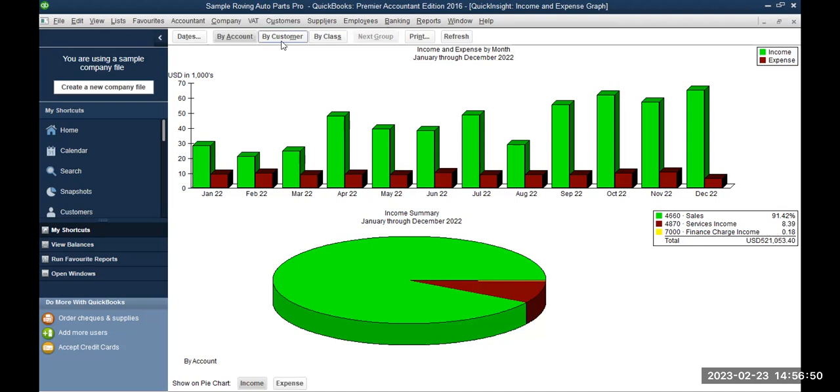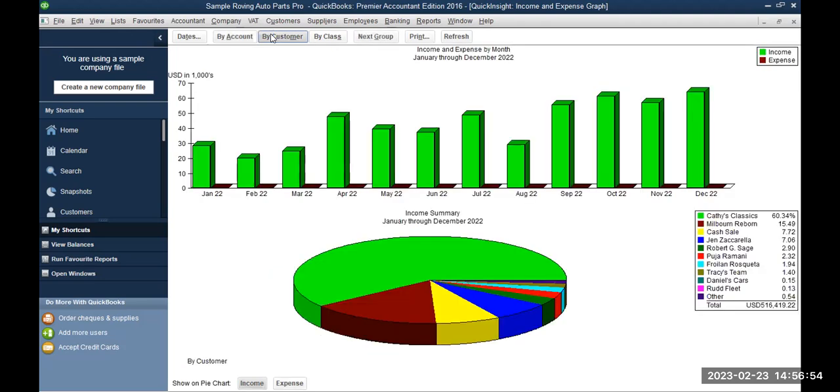But also I can click up here and choose customer. So I can see how I'm getting money from the different customers. So by customer, income by customer, I'm seeing Kathy brings the highest income. 60% of our revenues actually comes from Kathy, followed by Milborn, and the rest continue like that, okay?